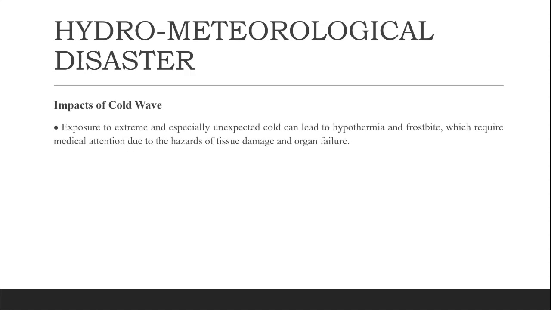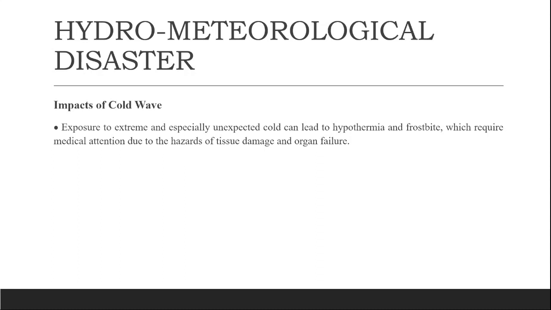So there are some impacts of cold wave on the environment, on our body, on a human cell itself. First impact is exposure to extreme and especially unexpected cold can lead to hypothermia and frostbite, which requires medical attention due to the hazard of tissue damage and organ failure. They can cause death and injury to livestock and wildlife. It is said that deaths of older people are reported more in the cold wave.